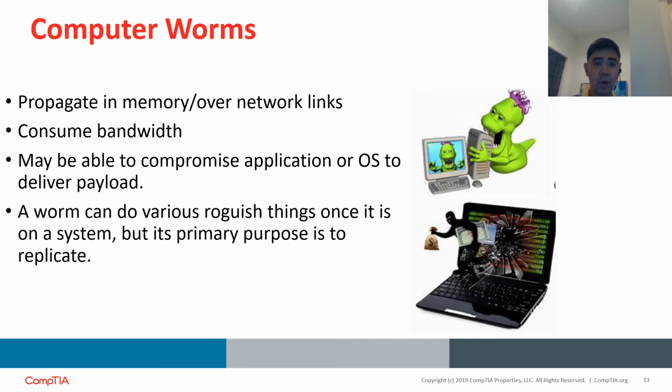Worm. Worm is a type of attack which propagates in the memory and even on the network. It consumes bandwidth and it may compromise an application or the operating system to deliver too much payload. So a worm can do various things once it is on a system, but its primary purpose is to replicate. Initially, it functions as a standalone piece of software, and then later on, it will spread without intervention by another program.